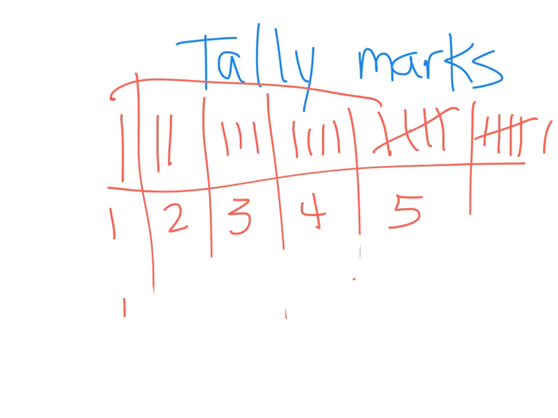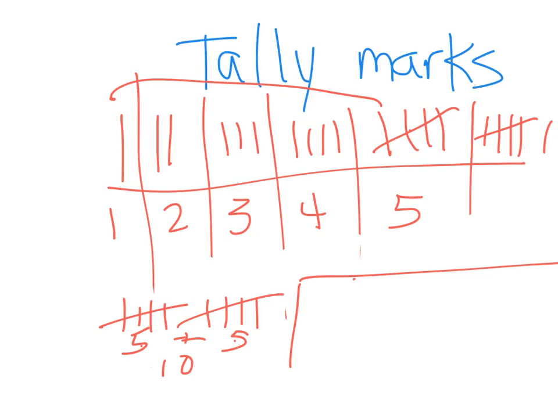Okay, so if we have 1, 2, 3, 4, 5, so this 5 plus 5 would be 10, right? Because this is 5 and this is 5, okay? So tallies. So when you continue, you just start over after you cross. So here's 1, 2, 3, 4, 5. That's 6, 7, 8, 9, 10, 11. So here's 5, 5, and a 1. So that would be 5, 10, 11 total.